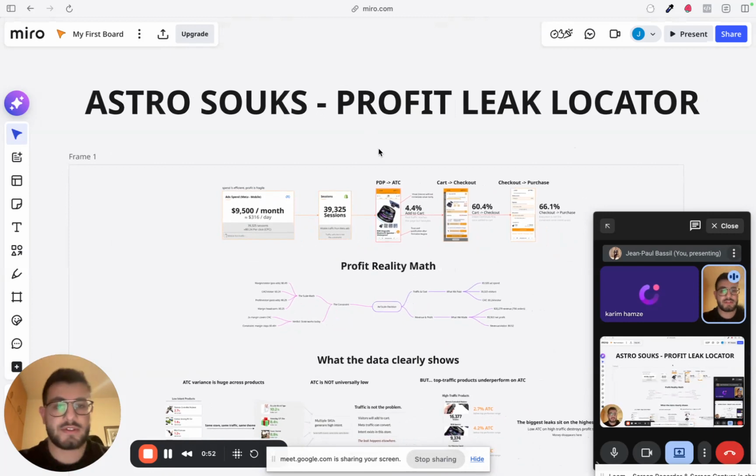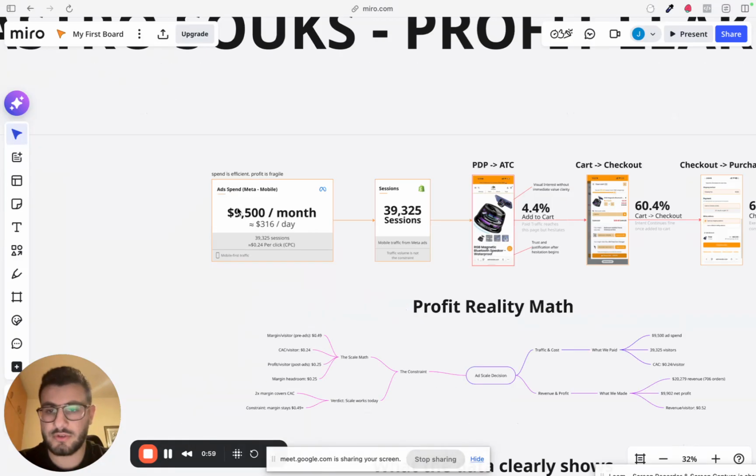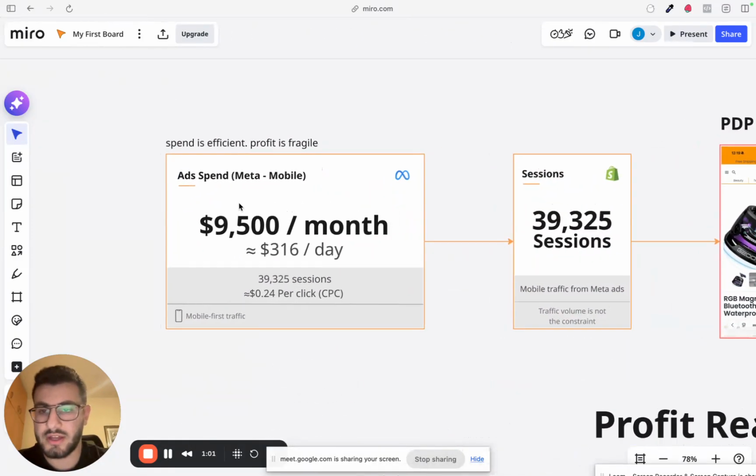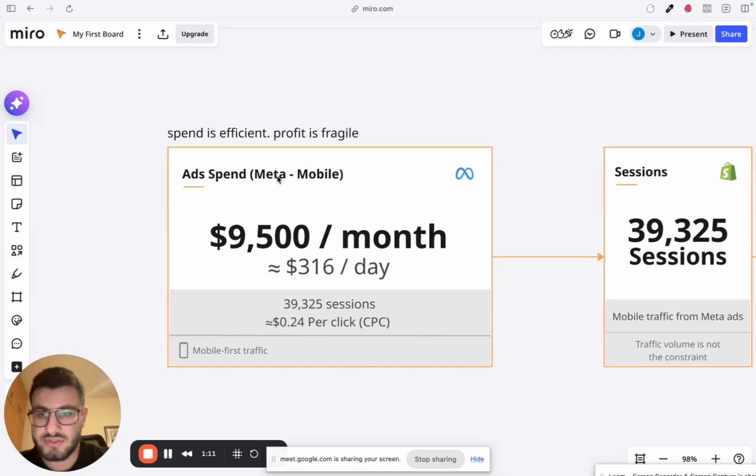This is our first leak locator. Kareem, we looked at your information, we looked at your metrics, and we saw you had 9.5K ad spend per month on Meta, and mainly it's mobile-first traffic. Out of that, your spend seems efficient, but your profit is kind of fragile. We will get into it in more detail.